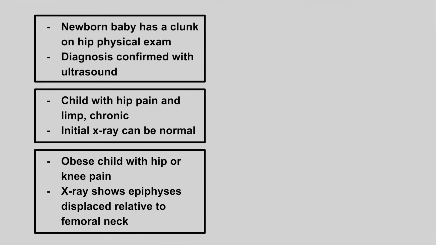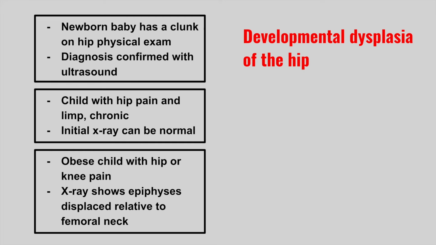Next, we have a newborn baby that has a clunk on hip physical exam, and the diagnosis is confirmed with ultrasound. So this is called developmental dysplasia of the hip, and it's due to abnormal acetabulum development in newborns. And so the hip has this instability and dislocation, and you can hear this clunking sound on physical exam.